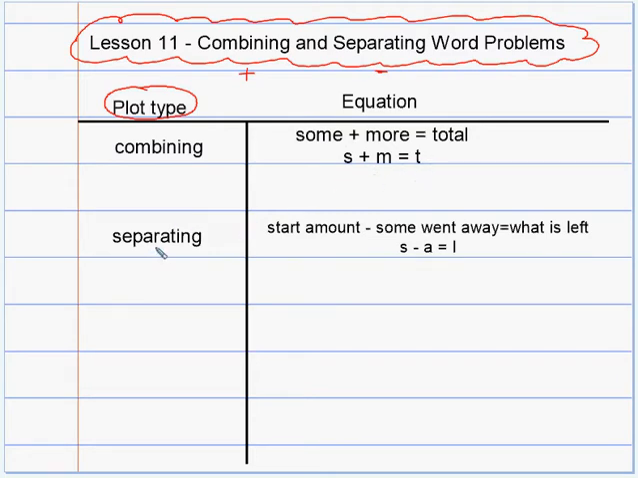A separating plot type, you start with an amount, then some goes away, so you subtract the amount that goes away, and what you have left is the difference. So you have S minus A equals L. Make sure that this is in your notes: plot type, combining, separating, and what the equation looks like. You will be asked to write some equations, so make sure that you can do that or know how it models. Okay.